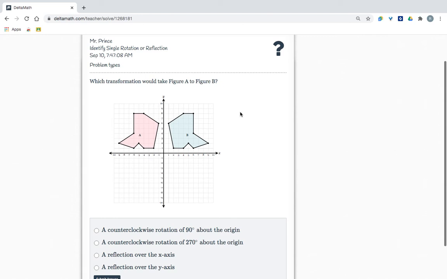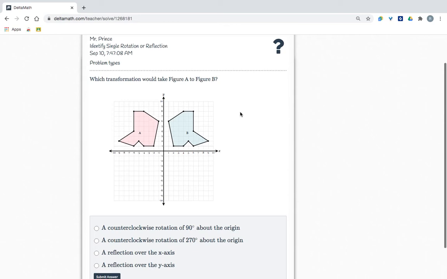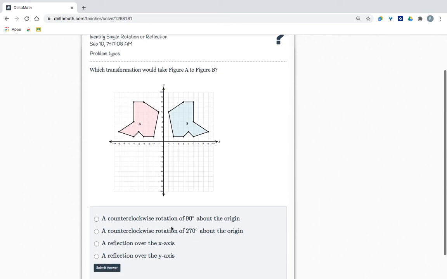One of the sections on Delta Math today is you'll have to identify single rotation or reflection. So these are all going to be multiple choice. Well, I gave you 10 of them. It says which transformation would take figure A to figure B. So pretty much you're just trying to figure out what would happen to go from here to here.